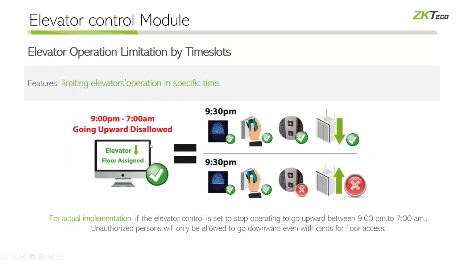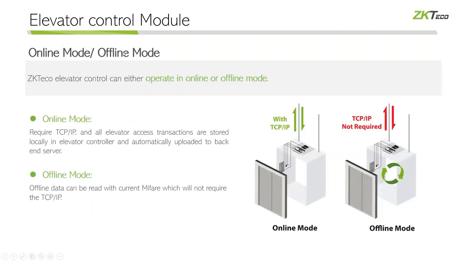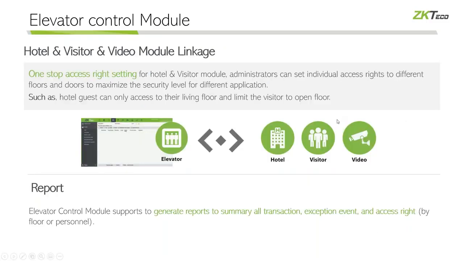But the configurations that can be done. Okay, we can work online or offline. Online mode requires a communication to the controller, which sometimes is quite difficult in elevator settings. Also, we can retrieve the data with Mifare cards and then transfer them to the software manually. There's linkage between the hotel, visitor and video modules.